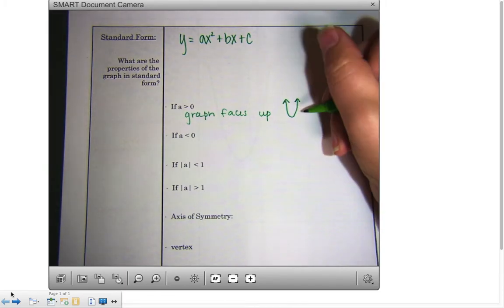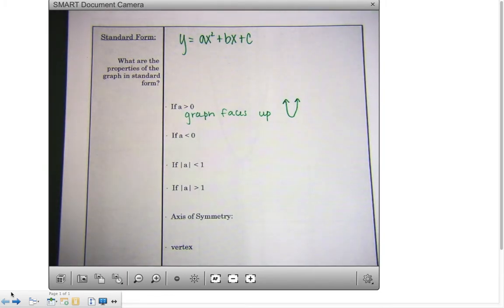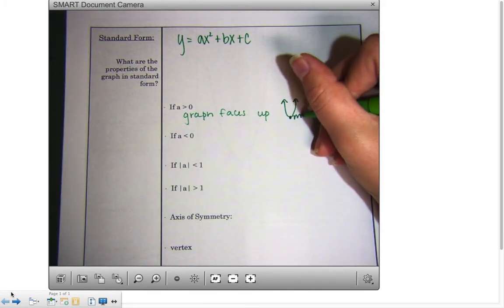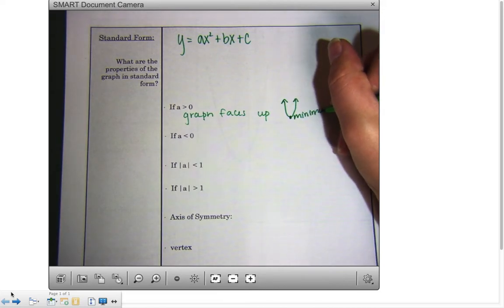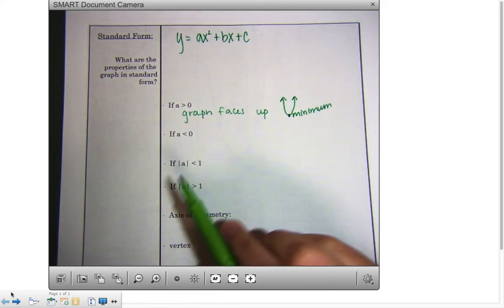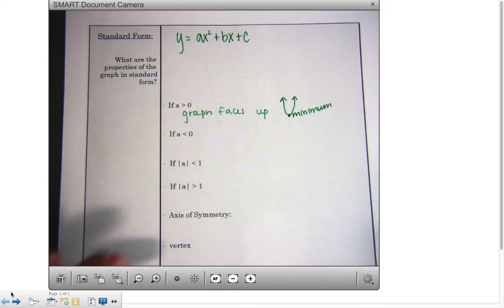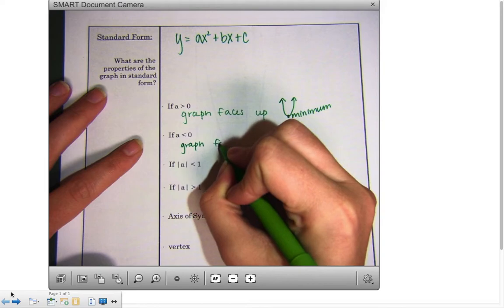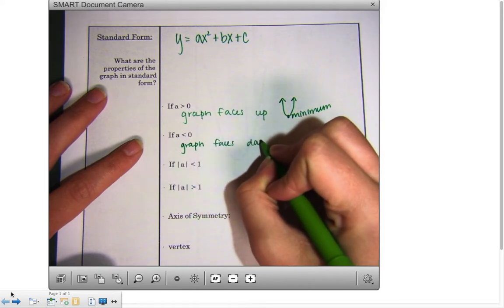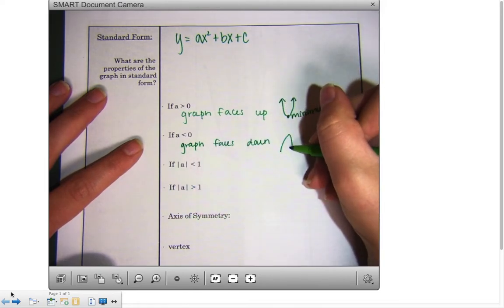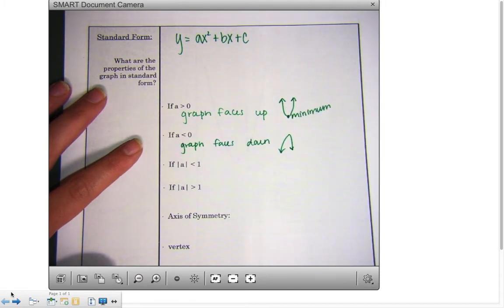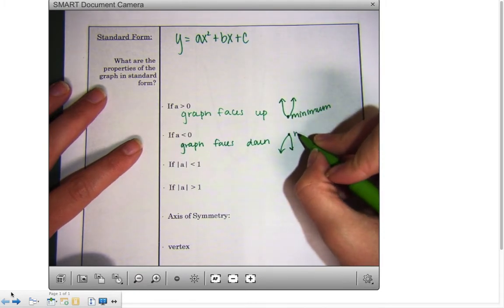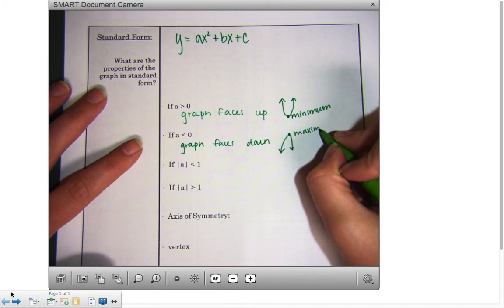So if the graph faces up, it'll look like this. And if it faces up, then the vertex is just going to be a minimum value. If the coefficient is less than 0, then your graph is going to face down. So that would be a reflection over the x-axis, and then the vertex would be up top, and that would be your maximum.